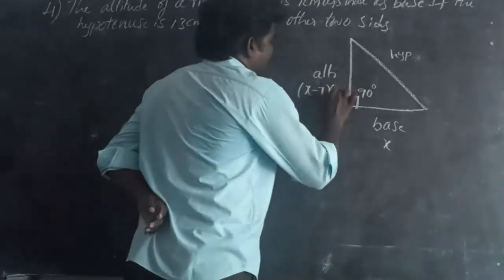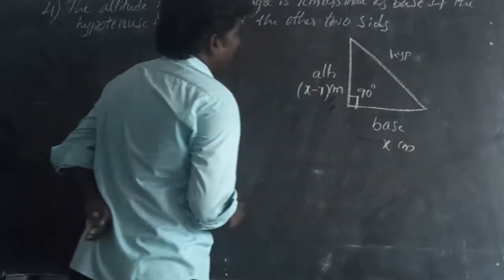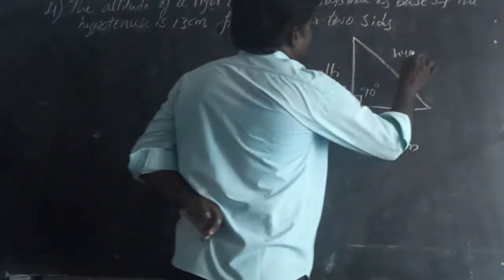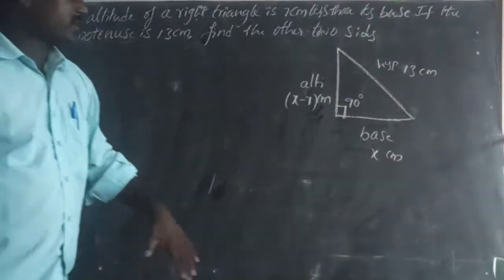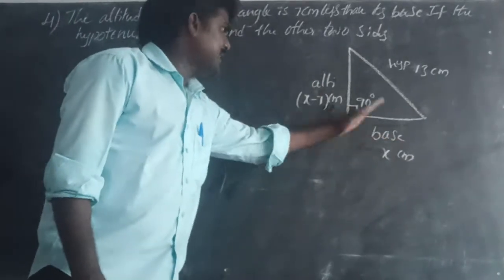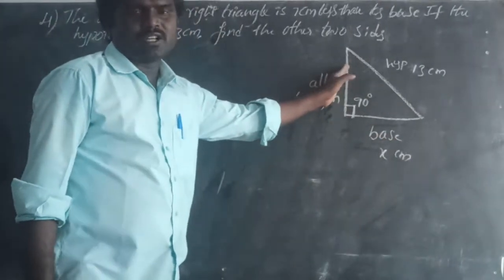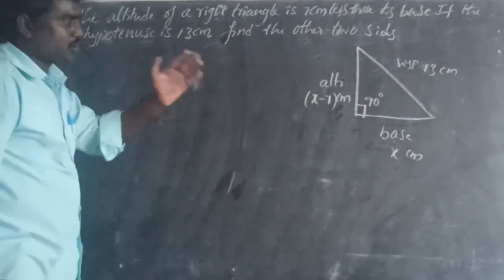Okay, so next they given that hypotenuse. Hypotenuse how much they given that? 13. Okay, find the other two sides. Other two sides is what? Base and altitude. Okay, now so how we can find the other two sides?